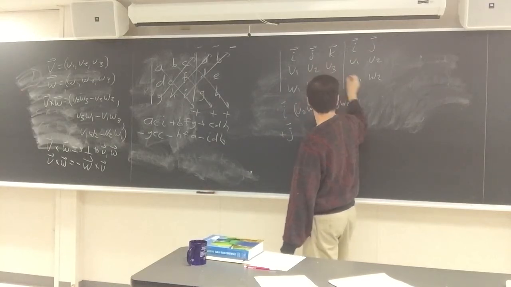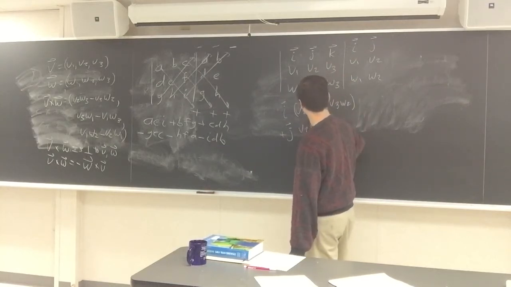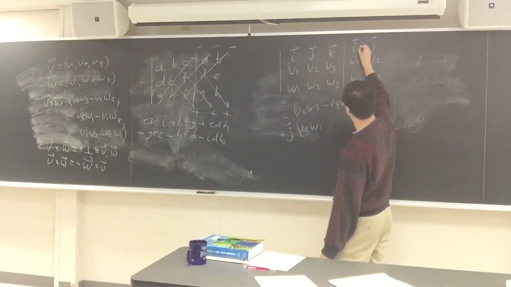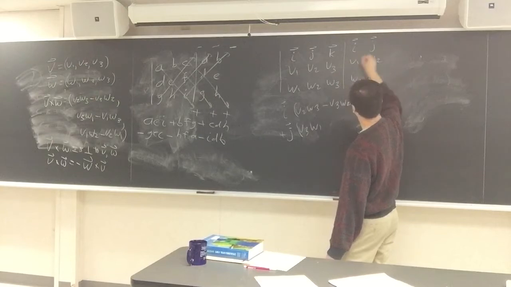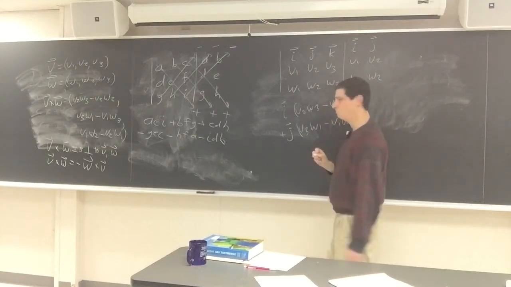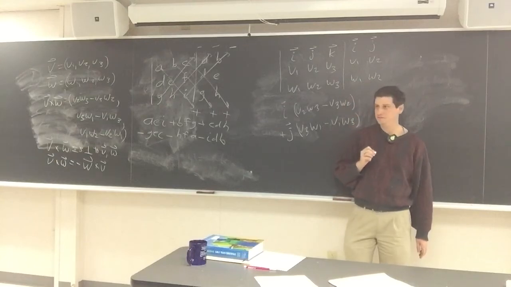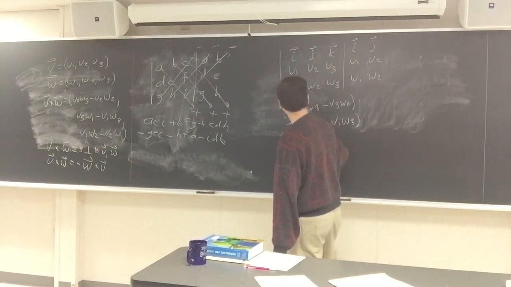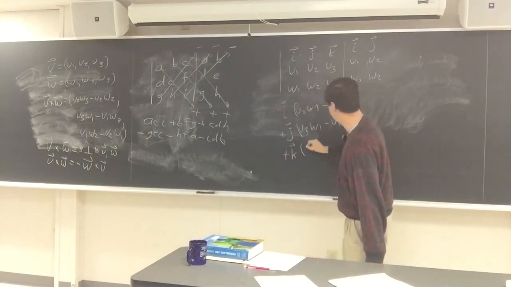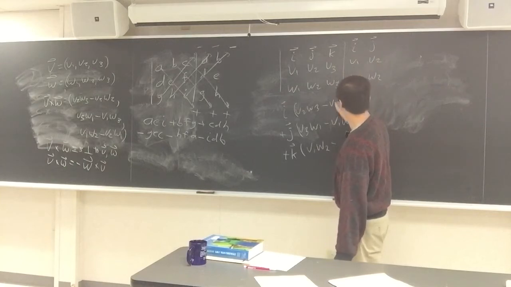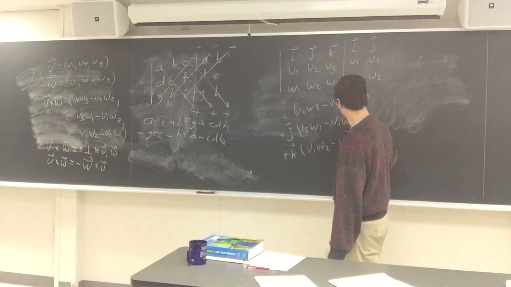So for the j, we'll have V3, W1. This is with a k, this is with a k, this is with an I, and this is with a j, so we'll have a V1, W3. All right, excellent. We're left with the k. So we'll have V1, W2. And now for the last one, we will have V2, W1.